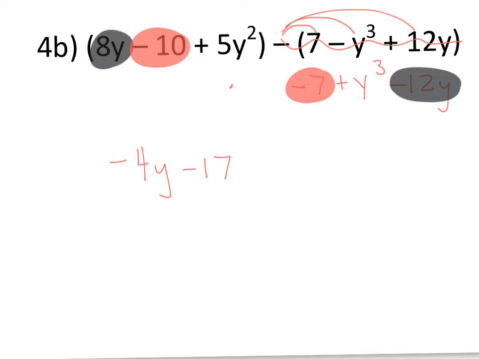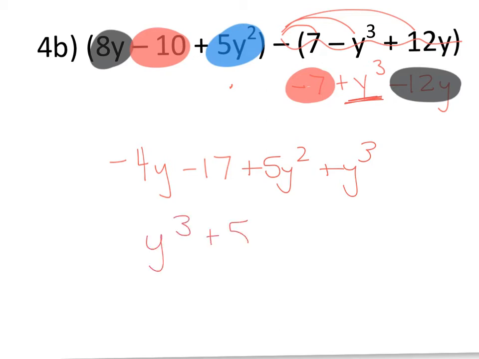And then on my last one here, I've got a 5y squared. Oh, no other 5y squared. So I'm going to have just plus 5y squared. And then the plus y to the third. Now I'm going to go ahead and write it in standard form. Again, standard form, put the exponents in order. So y to the third plus 5y squared minus 4y minus 17.